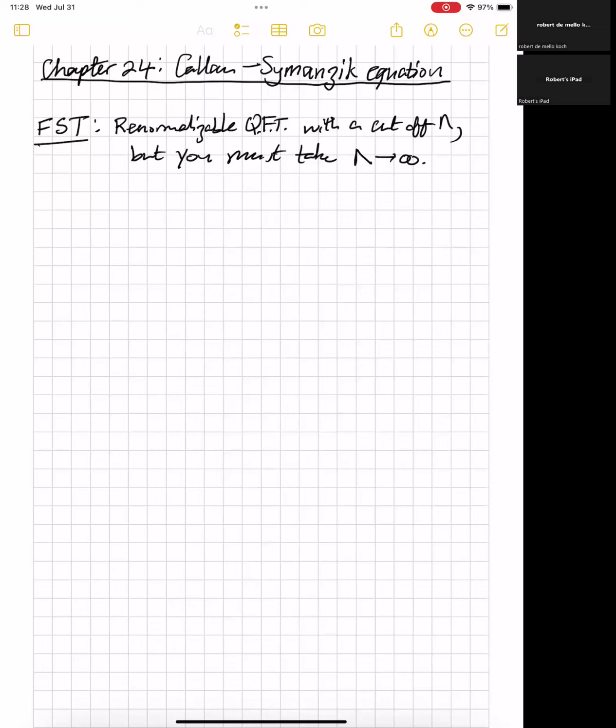Let's see what Wilson would say if he saw these computations. How would he describe them? Okay, so Wilson would say the following.